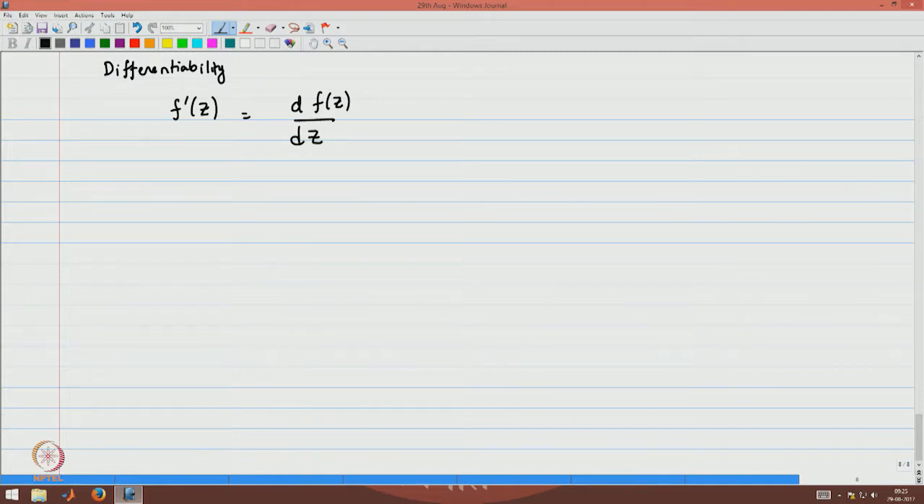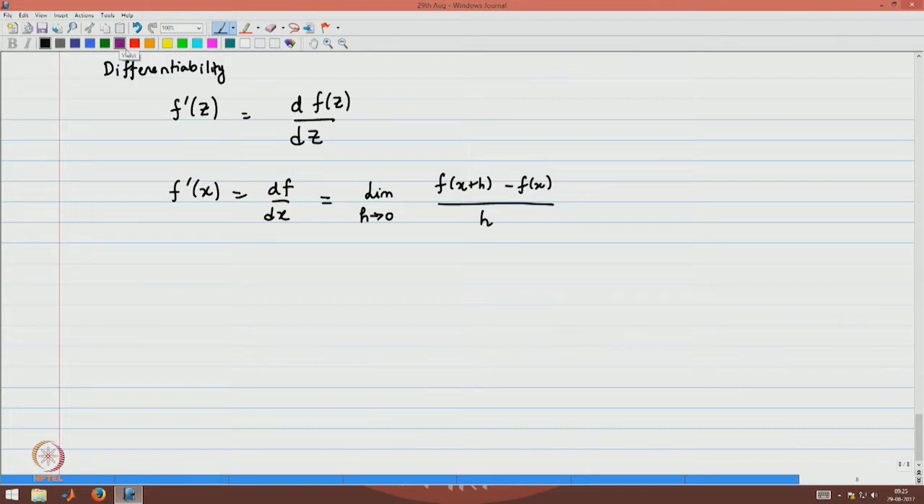Now formally, if you write f prime of x equal to df by dx, then you write this as limit as h tends to 0 of f of x plus h minus f of x divided by h. This is how you define the derivative. Now in this case, can you have an equivalent definition? So let us just follow the usual way.